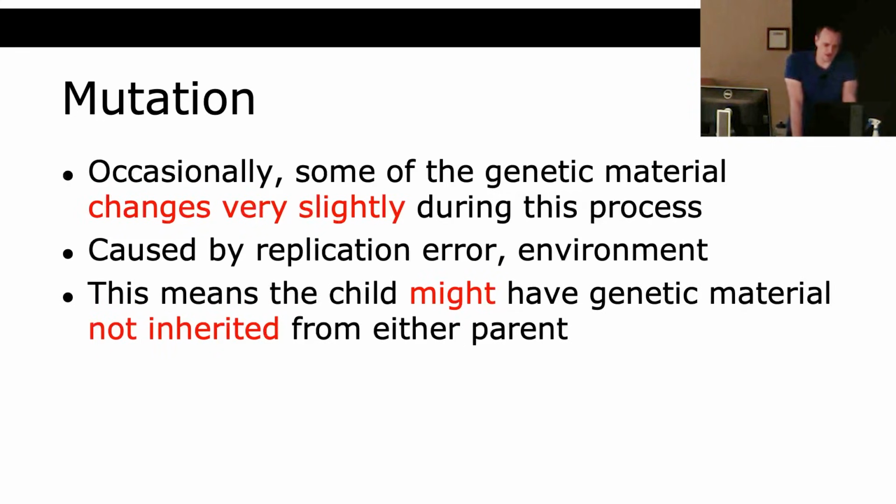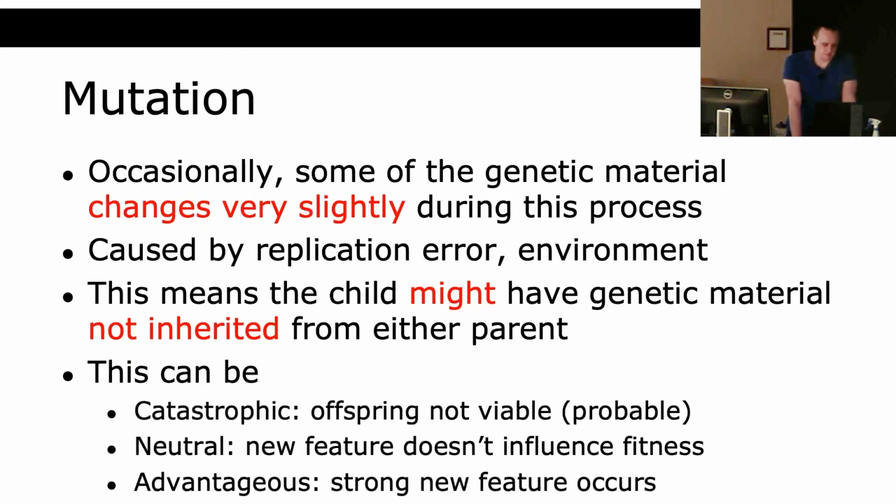So this means that the child might have genetic material that was not inherited from either parent. And this can be either catastrophic, right? Think of this in terms of randomly changing some characters in your source code. Yes, if you write a program, someone could potentially change some characters randomly to make your program run faster, but more often than not, this is going to crash your program, right? A lot of the times it could also be completely neutral, so you hit some bit that doesn't really matter. Or rarely, but advantageously, this could lead to new, stronger features in an individual, right?